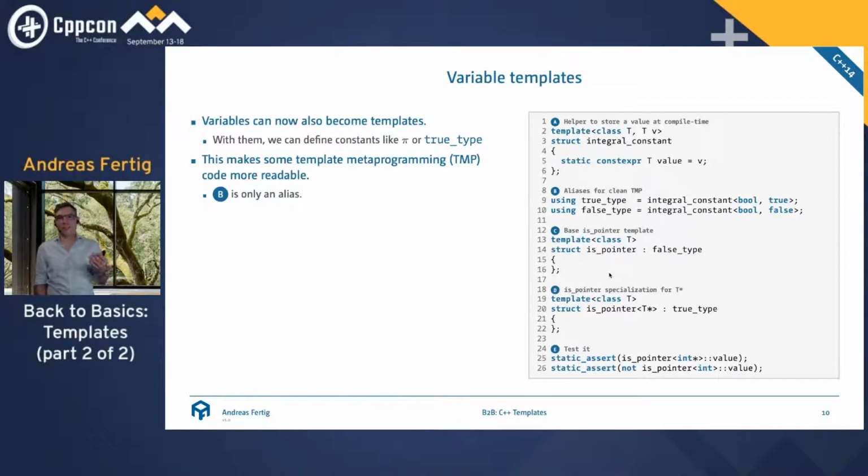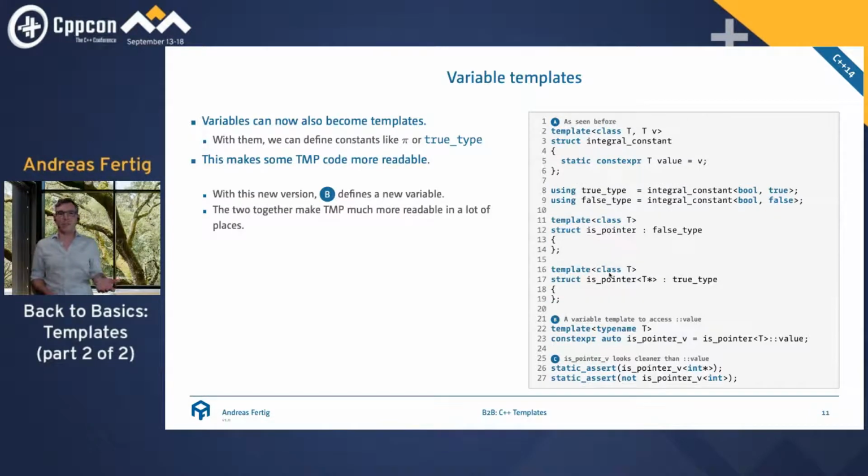if we are passing in a pointer. And the thing here is, if you look at lines 25 and 26, this is why TMP code often gets so ugly to read or to write, because I have to write is_pointer in angle brackets, my type, ::value. This ::value is all over the place. It hinders readability.